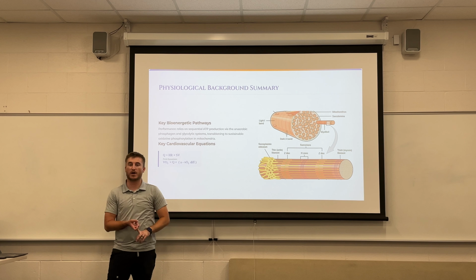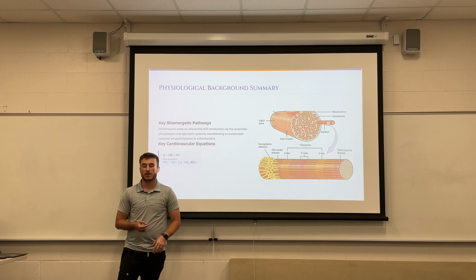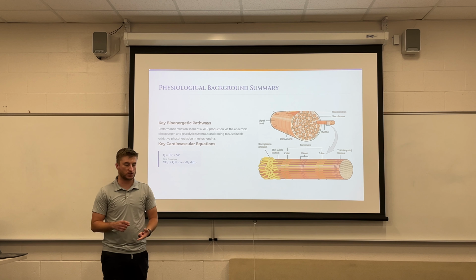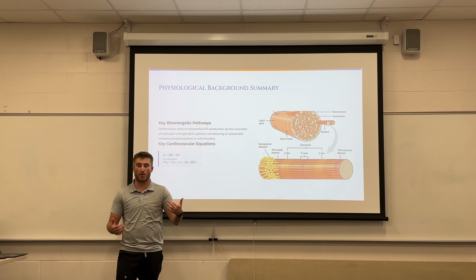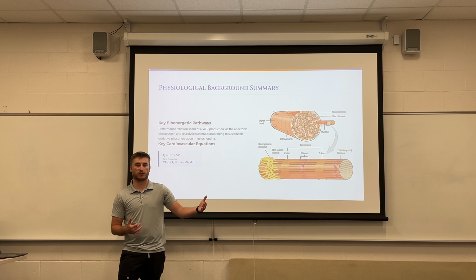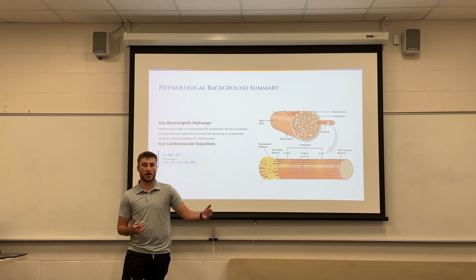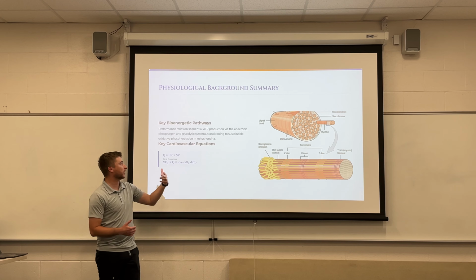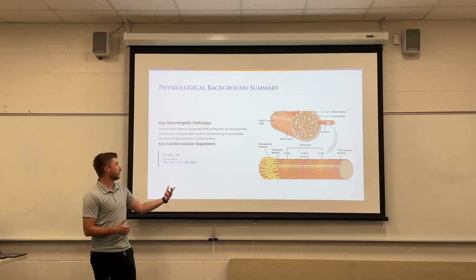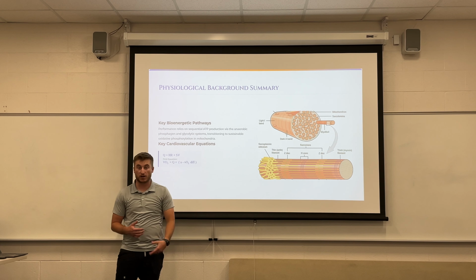So key bioenergetic pathways, right? What that is, it's just talking about the systems that we use in our body to allow us to adapt to certain levels of exercise, right? So here we have the ATP production via the anaerobic phosphagen and the glycolytic systems, and then eventually we transition to the oxidative phosphorylation in the mitochondria.